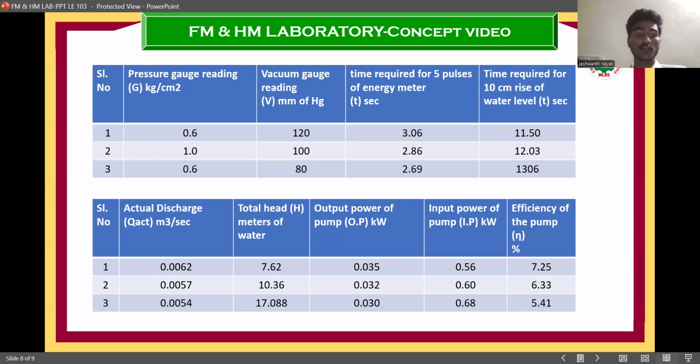Now we discuss the second trial. For the second trial, I got 0.0057 meter cube per second actual discharge. Total head was 10.36. Pump output power was 0.032 kilowatts. Input power 0.60 kilowatts. Efficiency for the second trial was 6.33%.